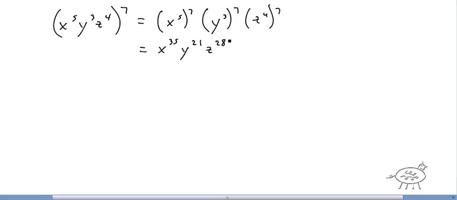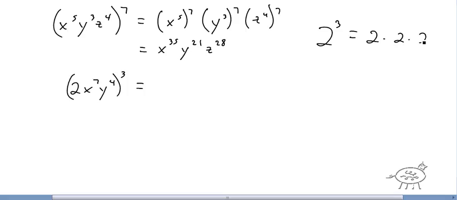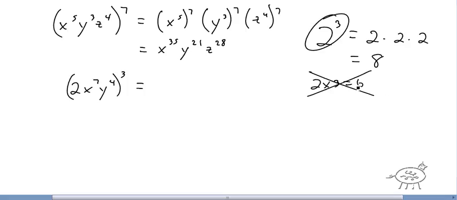Okay. So let's put a number in front of there. How about 2x to the 7th, y to the 4th, and raise that to the third power. Okay, well, even before we get to that, let's talk about 2 to the third power. 2 to the third power is just 2 times 2 times 2. That's equal to 8. Please do not think this is 2 times 3, which is 6.